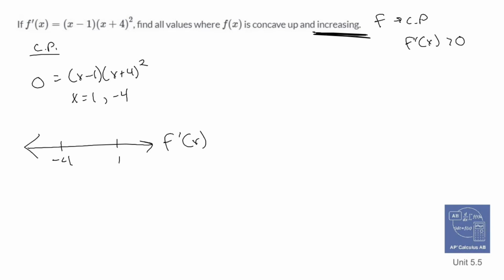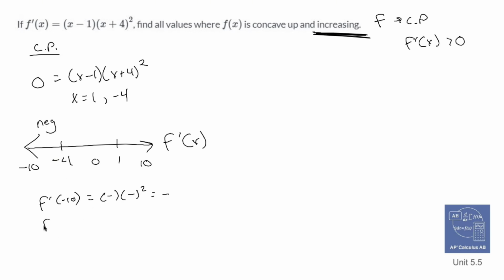I can plug in negative 10, plug in 0, and plug in 10. So f prime of negative 10: I don't care about the numbers, I care about whether it's positive or negative. Negative 10 minus 1 is a negative number. Negative 10 plus 4 is also negative, and squaring that gives a positive. Negative times a positive is negative. So not increasing there.